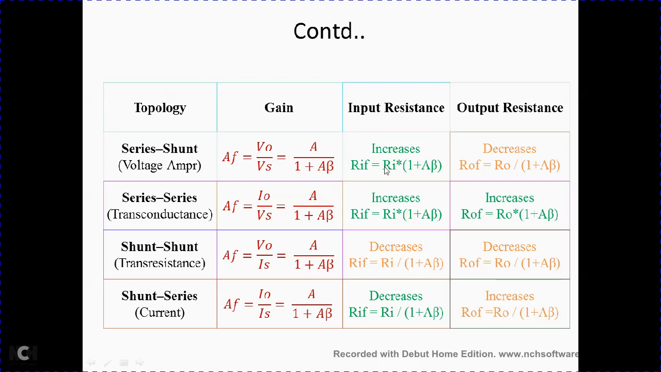As I said, in the voltage amplifier there is an increase in input resistance and a decrease in output resistance. Similarly, in transconductance, both input and output will increase. In trans resistance, both input and output will decrease. And in the current amplifier, input resistance decreases and output resistance increases. This just shows the comparison of input and output resistances of the different feedback amplifiers.